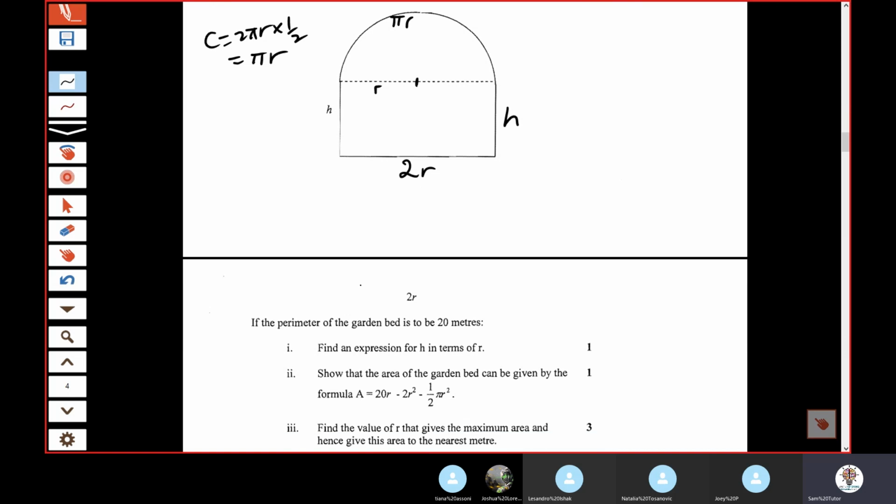And it says the perimeter is 20 meters. Find h in terms of r. I think you guys can do that one. Go ahead and start that.